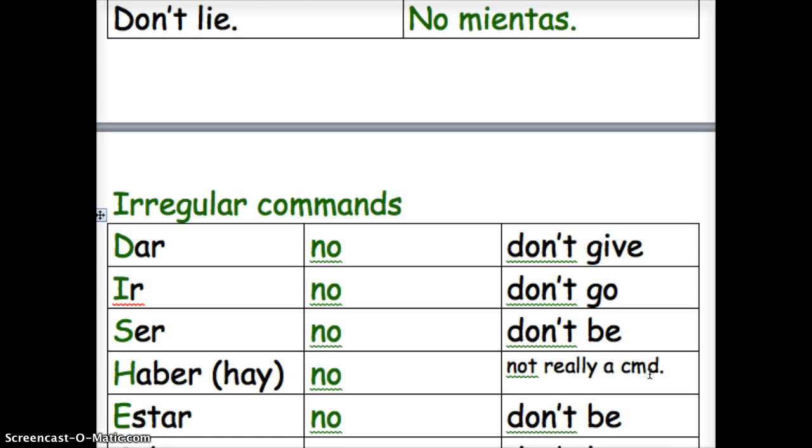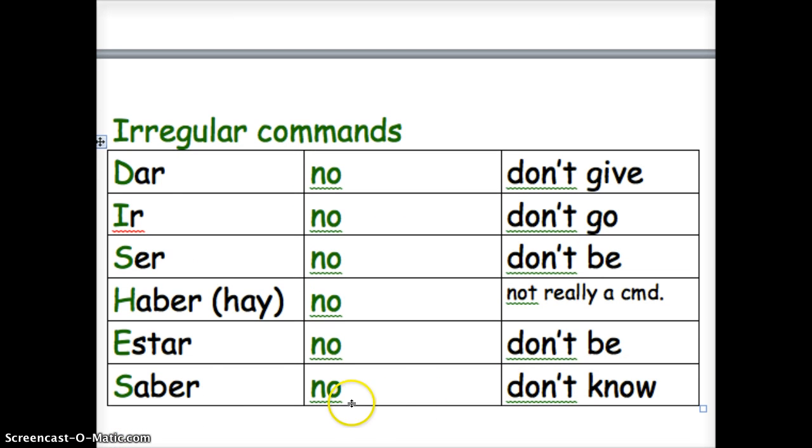The irregular commands, if you'll notice, are all verbs that have irregular yo forms. So dar, the yo form, is doy. So that doesn't end in O, so you can't drop just the O and add opposite endings, you know. Same with ir, it's voy, and ser, soy. Estar is a different story. Estoy, and saber is sé. So all of these have irregular yo forms. That's what makes it not easy to form the tú negative command.